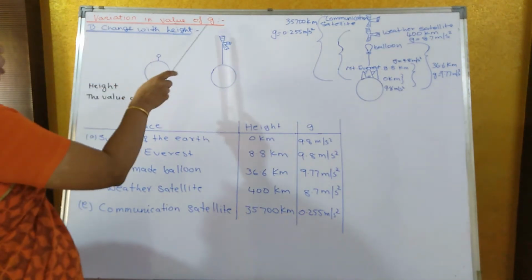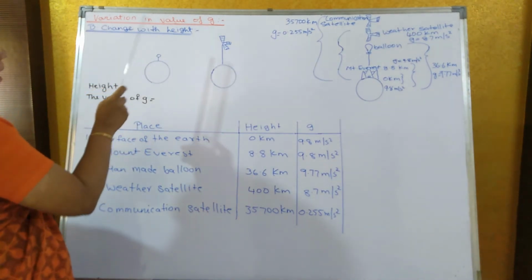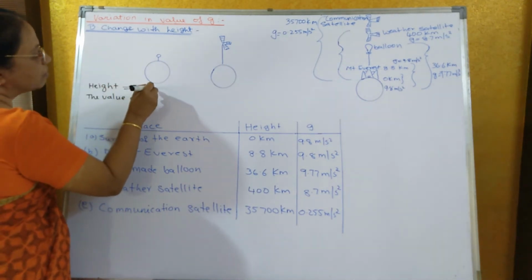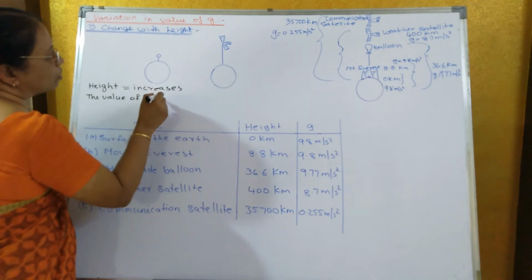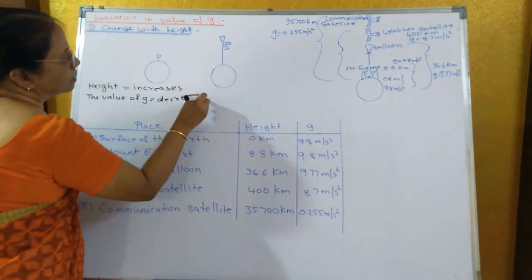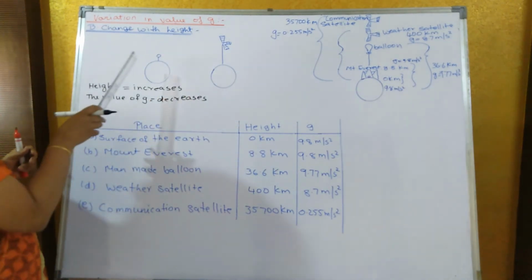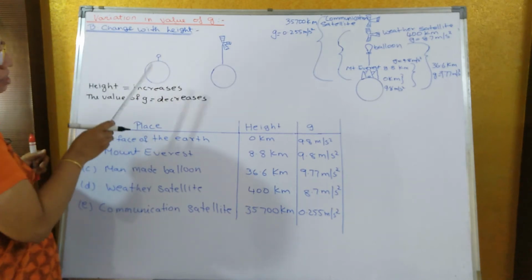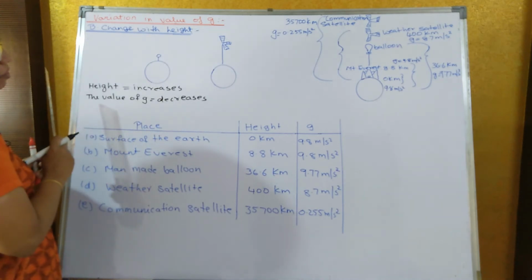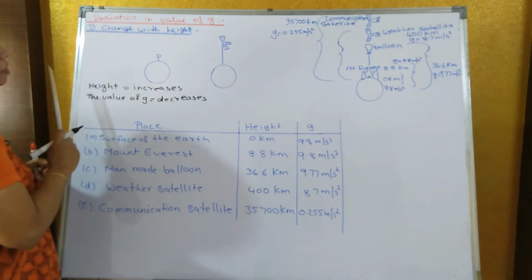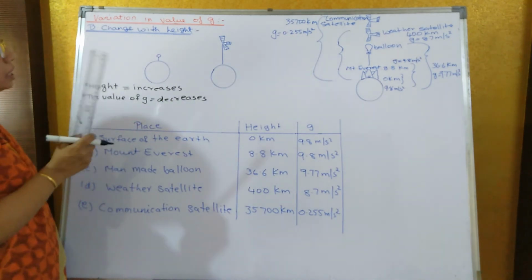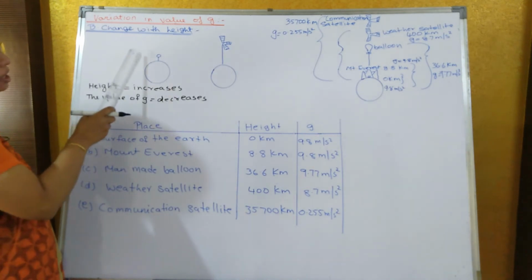Now, the second variation in the value of g is change with height. As the height of an object from the surface of the earth increases, the value of g decreases. So the value of g decreases as the height goes on increasing. Why does it decrease? Because g is inversely proportional to the square of the distance, not directly proportional. You have studied that as one increases, the other decreases in inverse proportion.